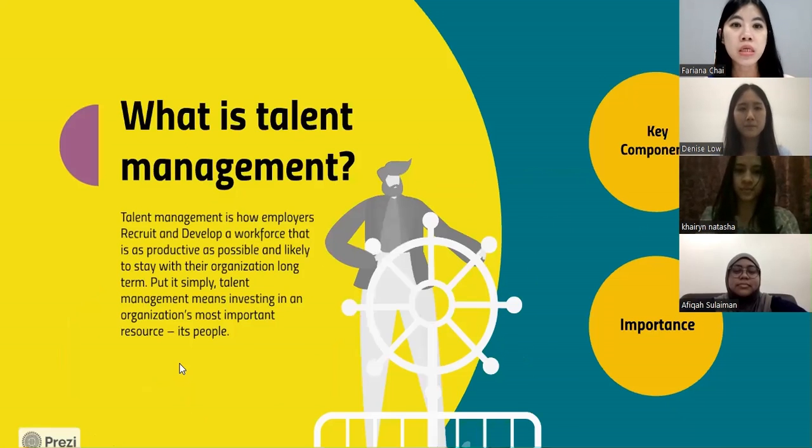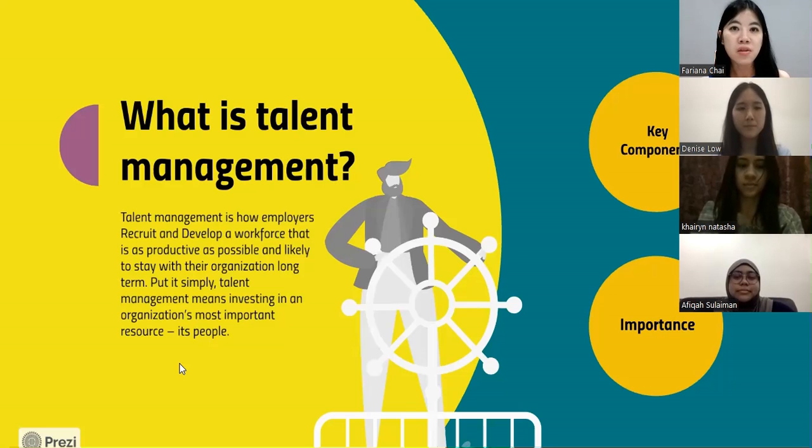Talent management is basically how employers recruit and develop a workforce that is as productive as possible, and then retain them for a long time in an organization. Put simply, the organization is investing in the most important resource of the organization, which is its people.